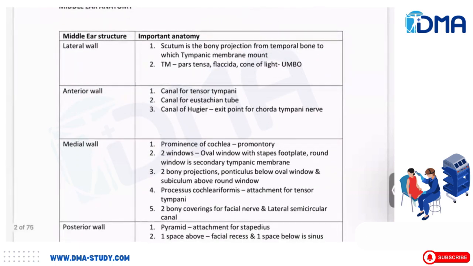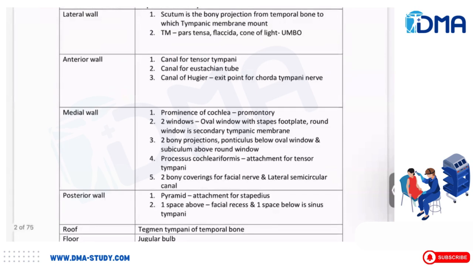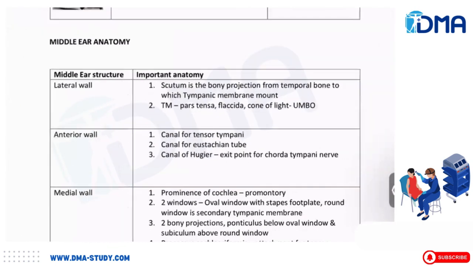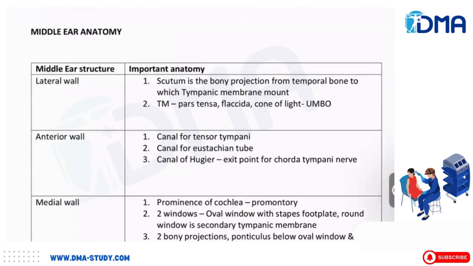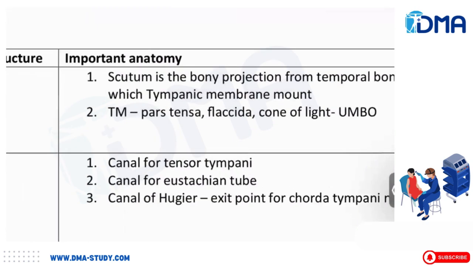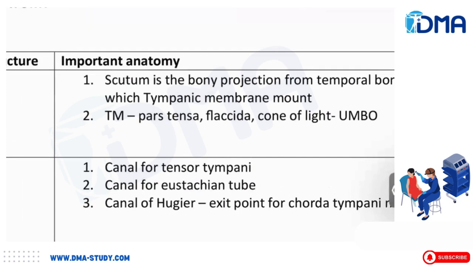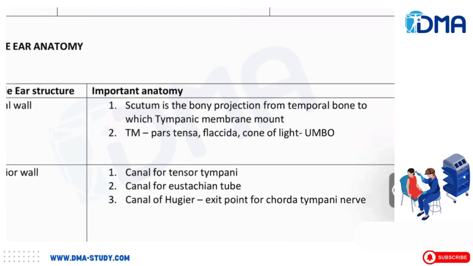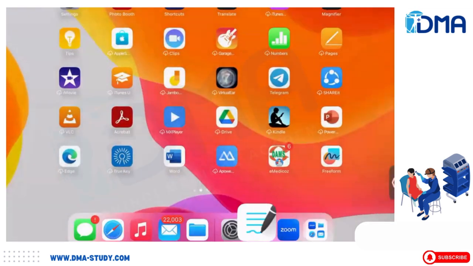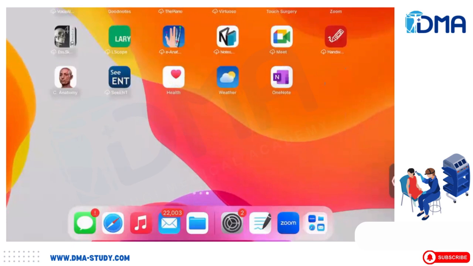Middle ear anatomy is very important, out of which the medial wall and posterior wall are pretty important. The lateral wall is quite easy. You see the tympanic membrane, that's the lateral wall. The tympanic membrane has parts such as pars tensa, pars flaccida, cone of light, and umbo. So these are the parts of the tympanic membrane. You could see a bony projection called the scutum coming from the superior end.